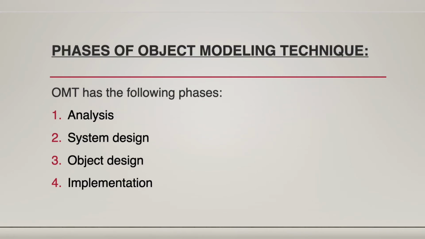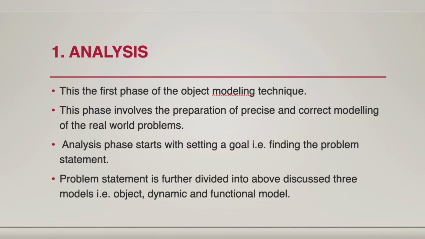Now, let's see the various phases of object modeling techniques. The OMT has the following phases. First is the analysis. This is the first phase of the object modeling technique. This phase involves the preparation of precise and correct modeling of the real world problems. Analysis phase starts with setting a goal, that is, finding the problem statement. The problem statement is further divided into above discussed three models, that is, object, dynamic, and functional model.